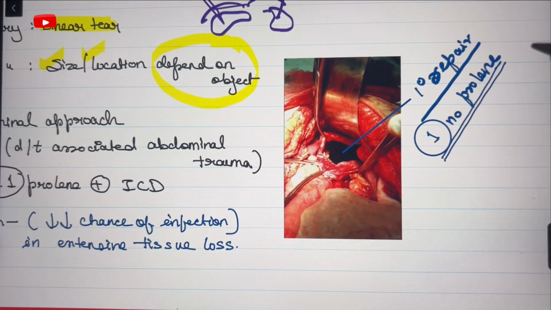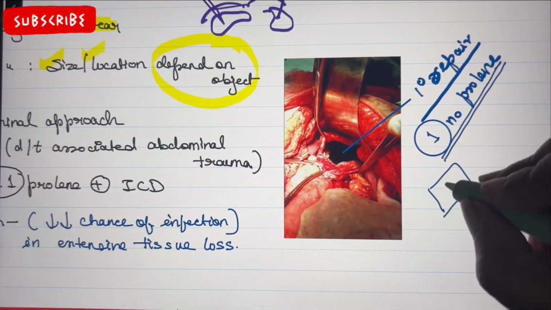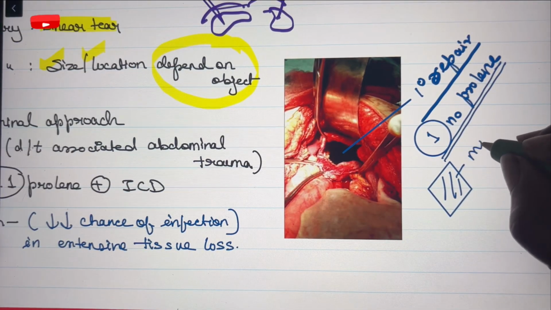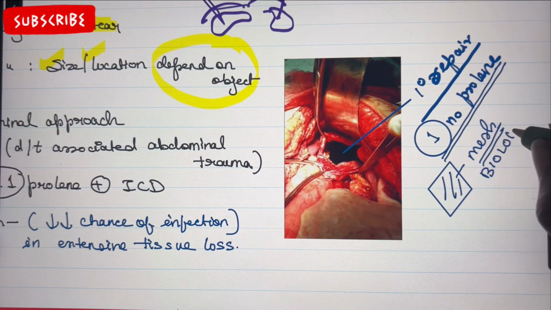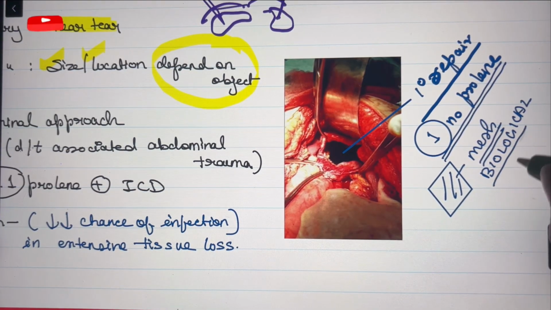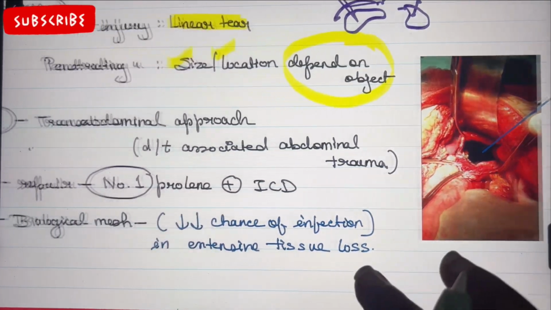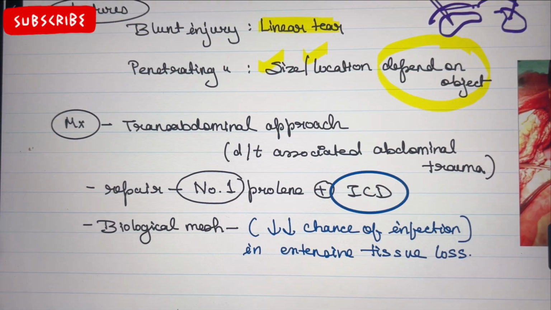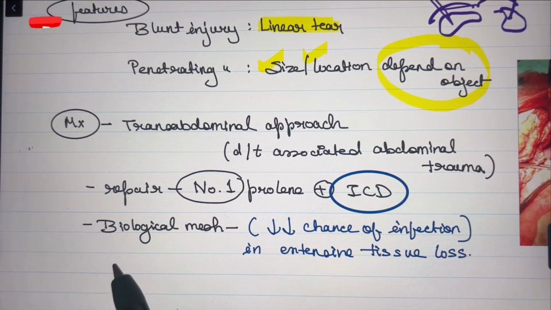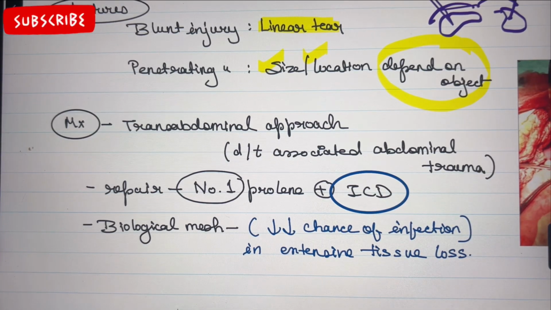If the diaphragmatic injury is large enough that primary repair is not possible, then you can use mesh. And what kind of mesh will you use? We will use biological mesh, because biological mesh has fewer chances of infection. So Prolene 1 is used, along with this an ICD is also inserted in the chest, and biological mesh causes fewer chances of infection if extensive tissue loss is present in the diaphragmatic injury.